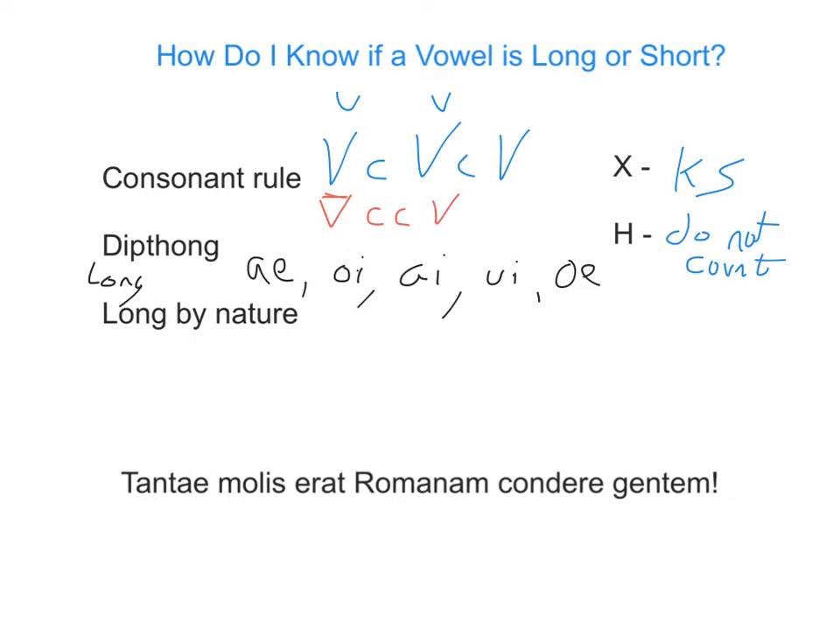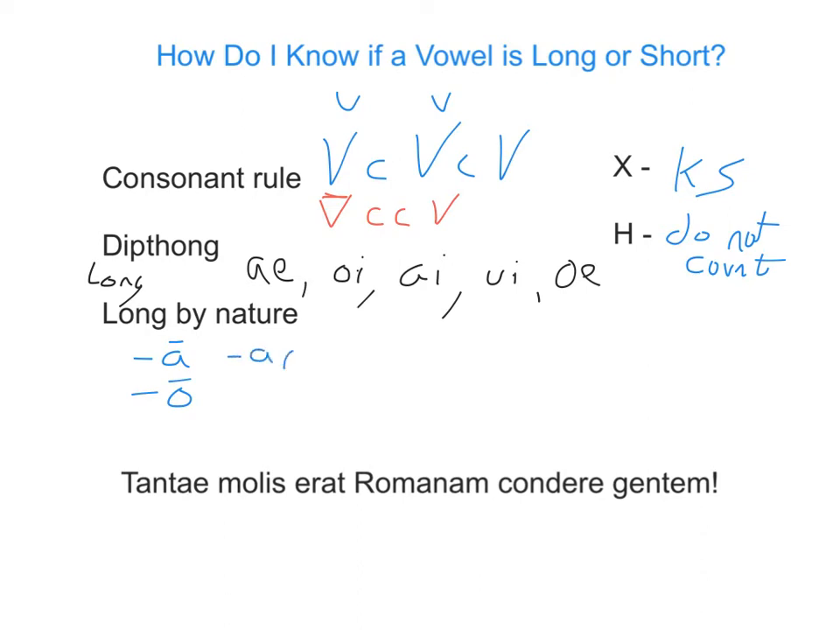So the consonant rule is going to work until "long by nature" comes in. But you know a lot of these already. These are things like long vowels at the ends of words. Like if you have an ablative, there's a long A. O's typically, when they're at the end of a word at least, are long.